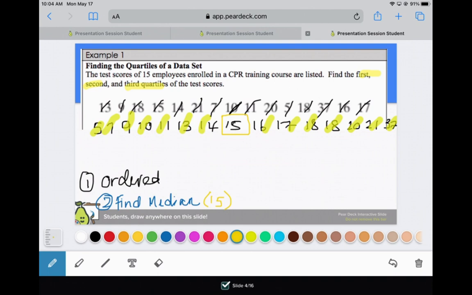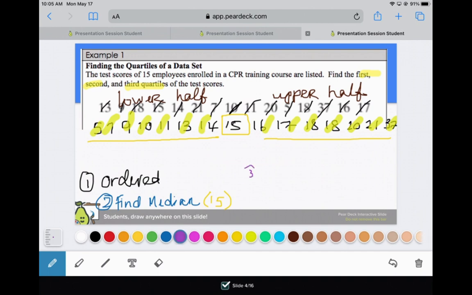So now what I would do, once I find the median, I split this into 2 equal parts. This is my lower half, and this is my upper half. So I'm going to call this lower half. And again, I apologize for my handwriting. I'm trying really hard to make it clear for you, okay? So step number 2, I find the median, and now I split the data into the lower half and the upper half. Questions for me so far? We okay? Good?